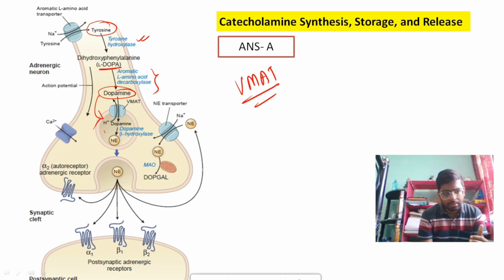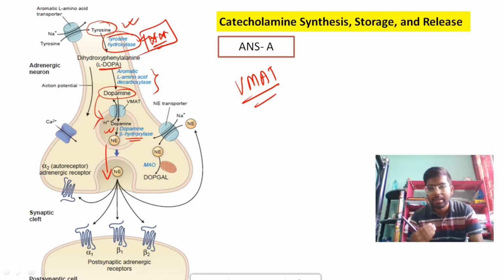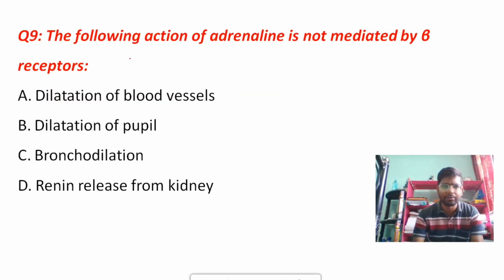Then dopamine is converted into norepinephrine by dopamine beta hydroxylase enzyme in the synaptic vesicle, and after that norepinephrine is released in the synaptic cleft. Okay, so in this whole process, one step is the slowest, that is conversion of tyrosine to L-dopa, and that is caused by tyrosine hydroxylase, and this step is known as the rate limiting step of catecholamine synthesis. Okay, I hope it's clear to you now.